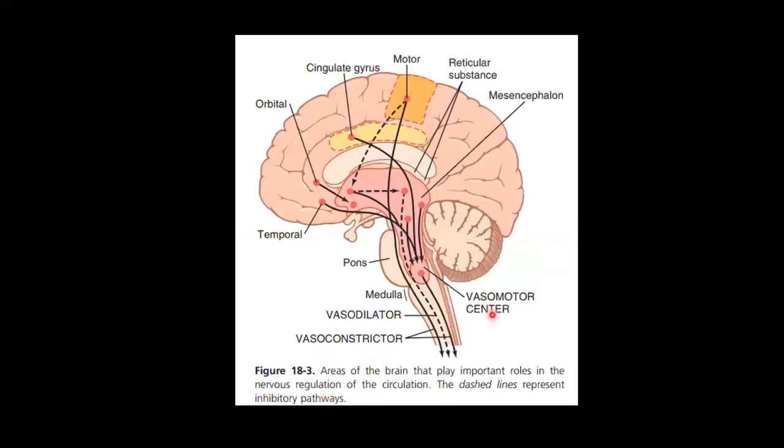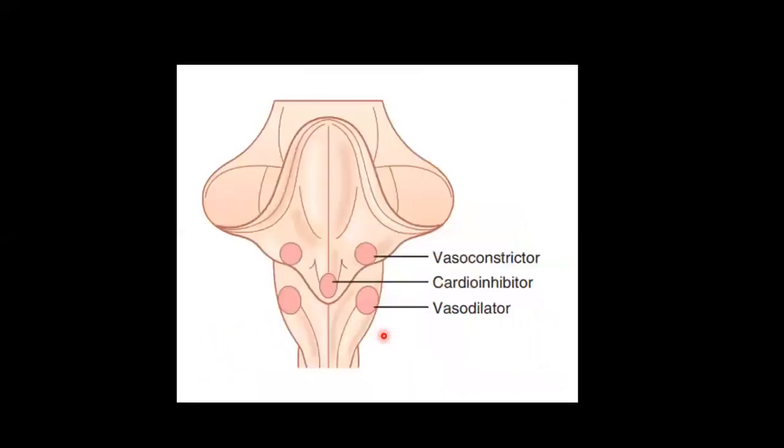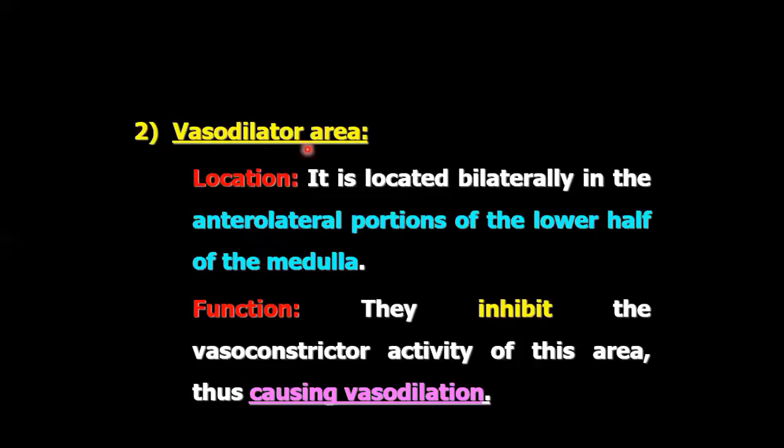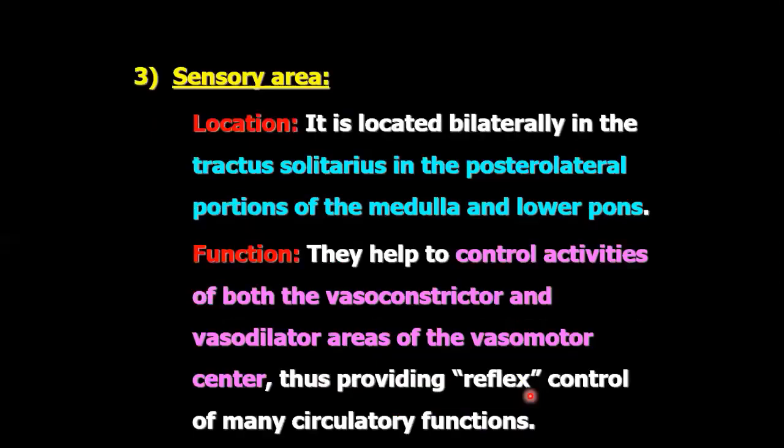This is the figure which shows the vasomotor center. Here the vasodilator area, here the vasoconstrictor area. This is another figure showing the vasoconstrictor and vasodilator areas. This diagram shows the sympathetic innervation of the systemic circulation. Vasodilator area. The vasodilator area is located bilaterally in the anterolateral portion of the lower half of the medulla. They inhibit the vasoconstrictor activity of the vasoconstrictor area, causing vasodilation.